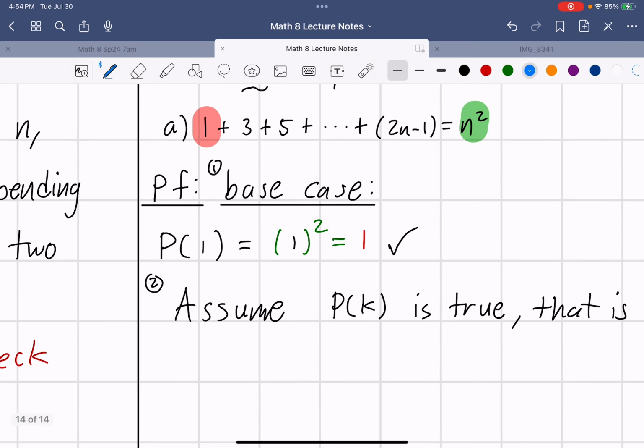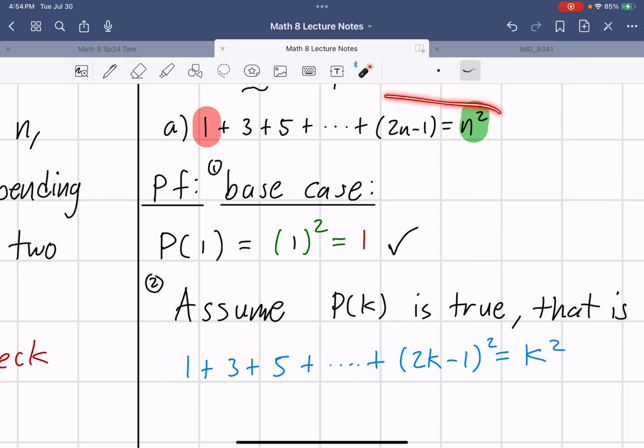For P of K to be true, I'm saying that we get 1 plus 3 plus 5 plus... Remember, this is the part where we're just checking that the sequence does work so far, up to 2k minus 1, equals k squared. This is kind of silly because we're literally writing everything out, but in terms of k. The idea is that k is sort of a subset of this n. This n represents forever. This is something finite that we can actually check, like we check to 100 or 1,000, and that works.